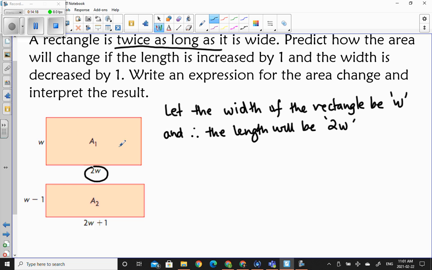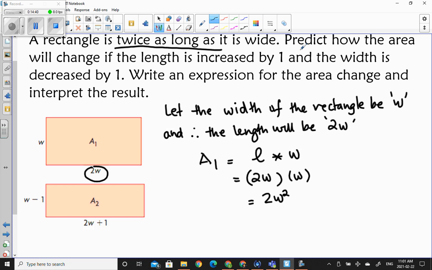So if that is the case, what is the area of this rectangle? It's going to be length times width, right? Which is 2W times W. I'm not using X as the multiplication symbol, because it gets confusing with the variable X. So the area of this rectangle is 2W squared, okay?